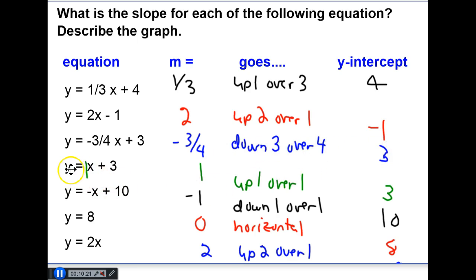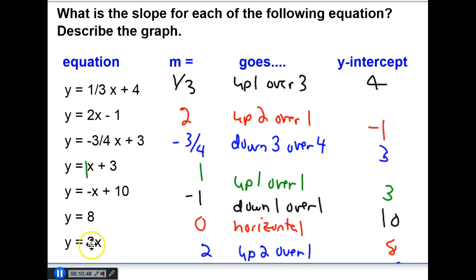Now this one right here is a little tricky. It says y equals x plus 3. That's the same thing as 1x plus 3. So if the slope is 1, that means you go up 1 over 1, and it had a y-intercept of 3. Minus x means -1 or -1x, so the slope's -1, which means it goes down 1 over 1. This one's missing the x term, so it's 0x. It's got a slope of 0, which is a horizontal line.